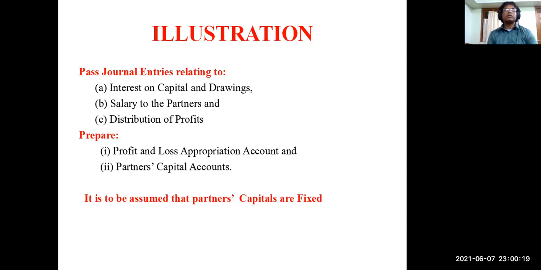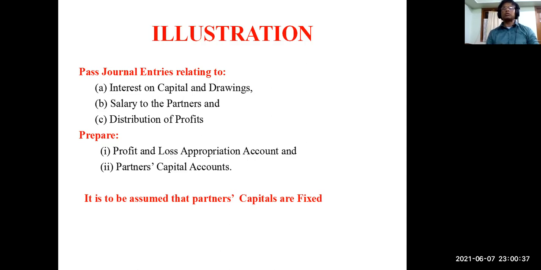And it is mentioned here, it is to be assumed that partner's capitals are fixed. Dear students, you know that partner's capitals are maintained in two ways. There are two methods of capital account for partners. One is fluctuating and the other is fixed. I'm not doing the fluctuating one.